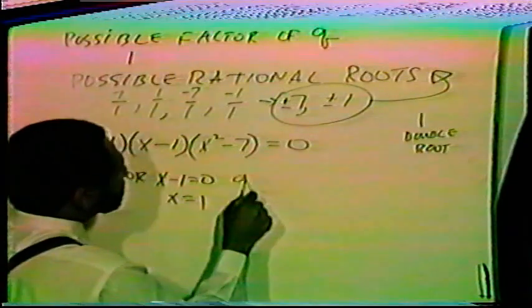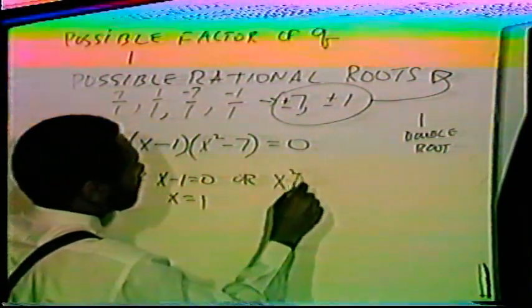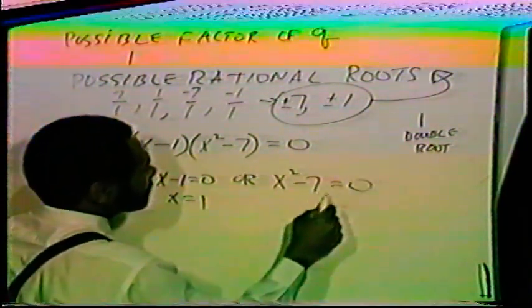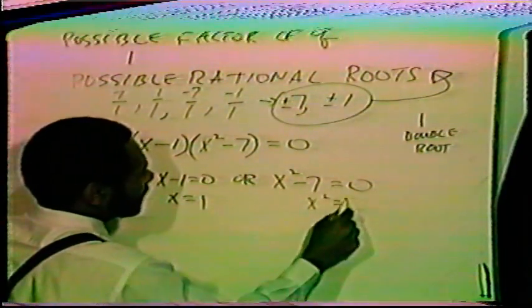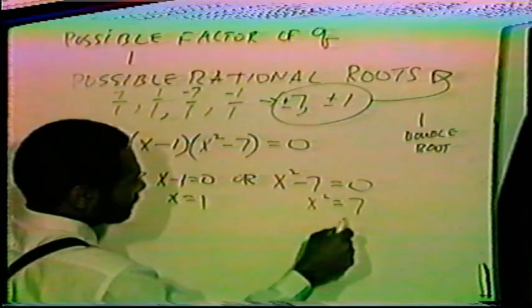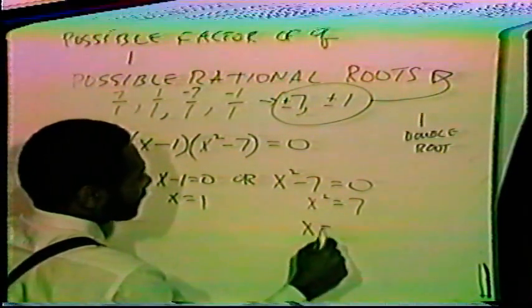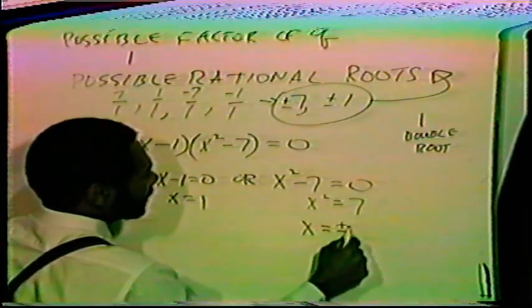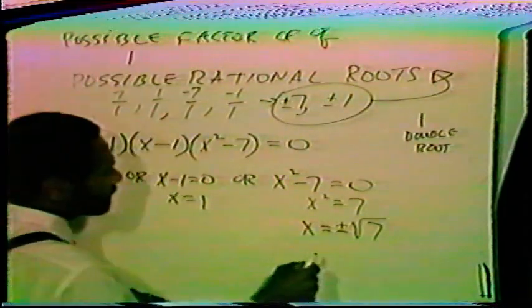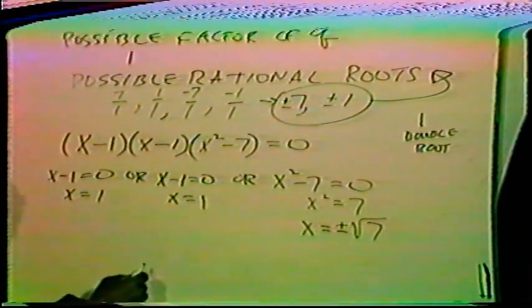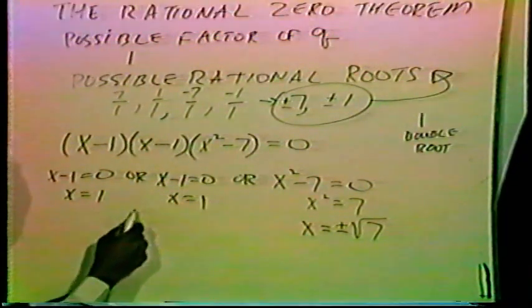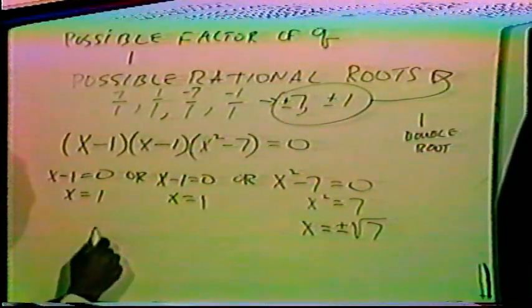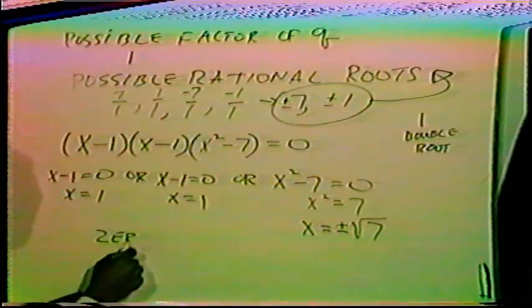Here we get x squared minus 7 equals 0. And we can solve this. We get x squared equals positive 7. We take the square root of each side, and we find out that x is equal to plus or minus the square root of 7. So as you can see here, we really only have one rational root, which is 1, and that is a double root, or double 0.